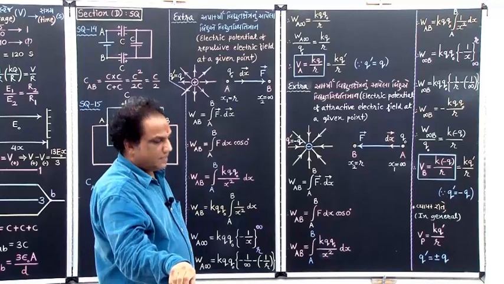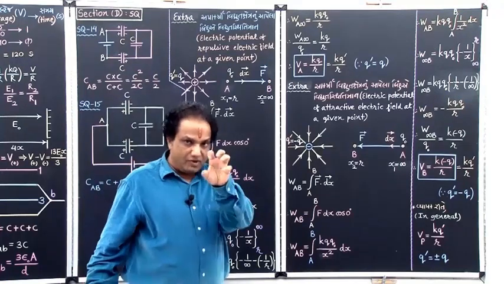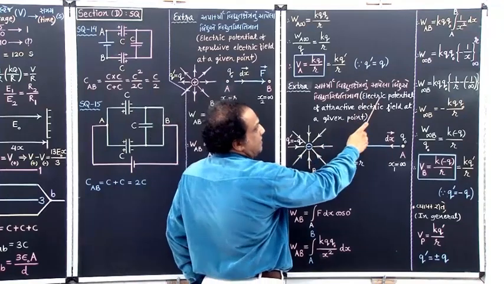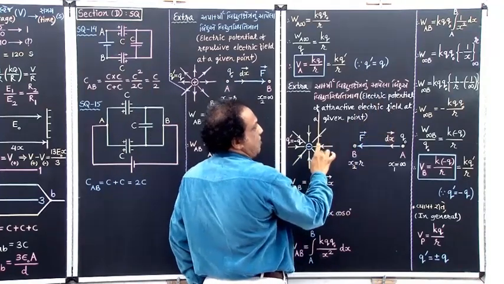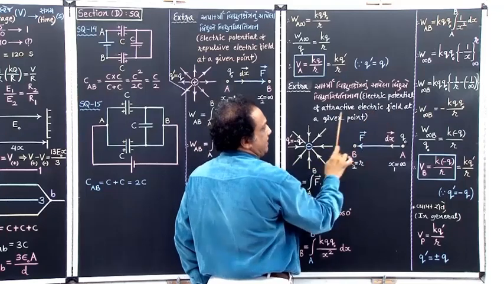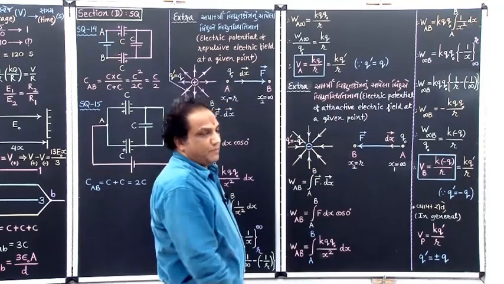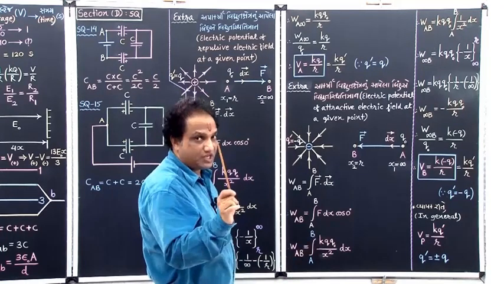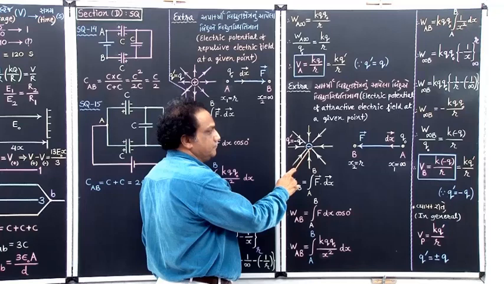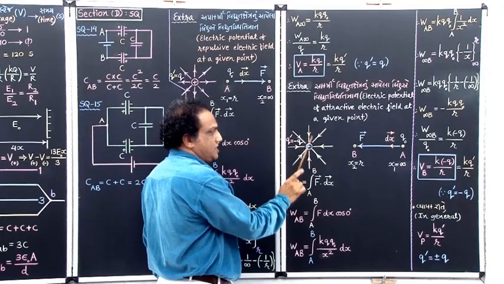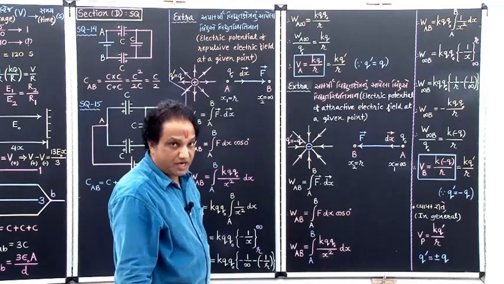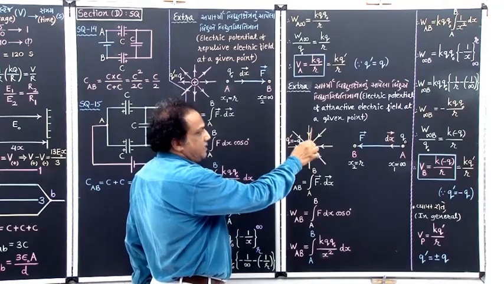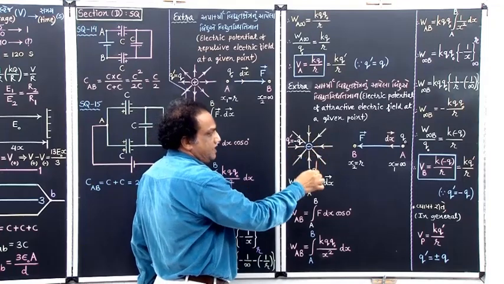Fine. Now we go for attractive electric field. Look here. Electric potential of attractive electric field at a given point. Because the electric field is right now attractive, you must think of a source charge which should be negative. So this is a negative source charge, and because it is a negative charge, its electric field is pointing towards it. Here electric field lines are radially inward.